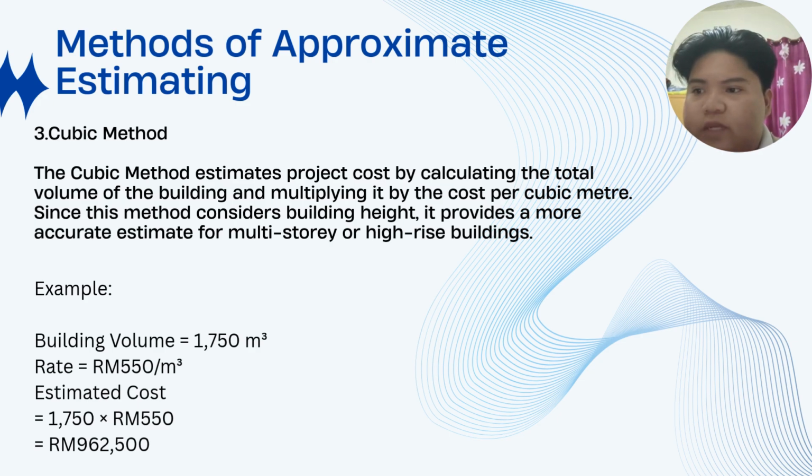For example, building volume 1,750 meter cube, rate 550 ringgit per meter cube, estimate cost: 1,750 multiply 550 ringgit, and we get 962,500 ringgit Malaysia.